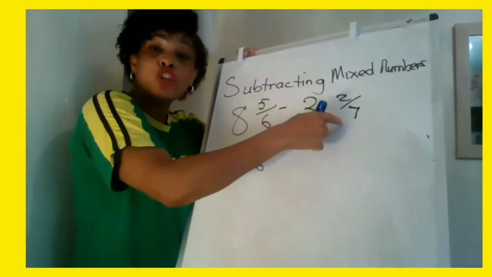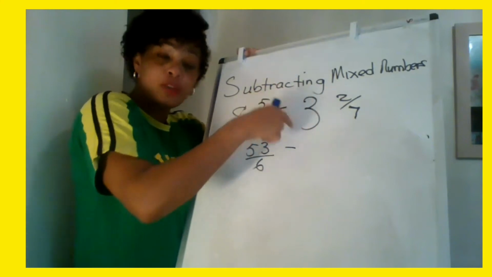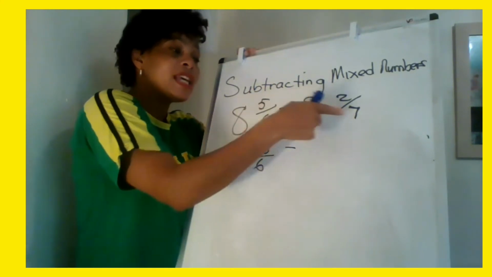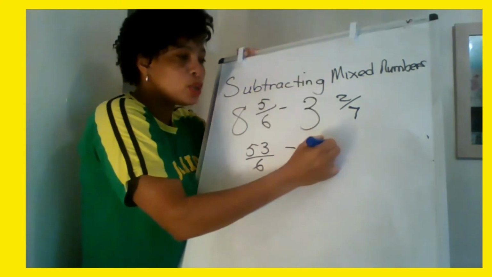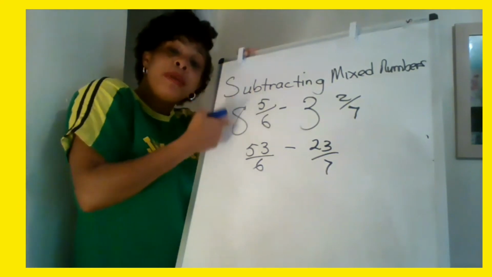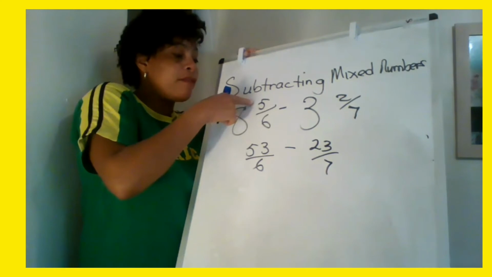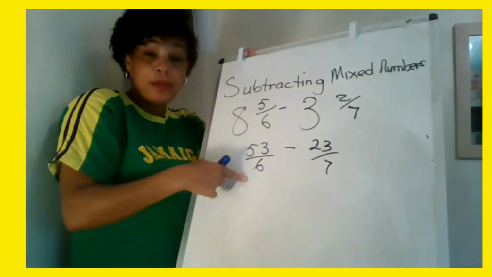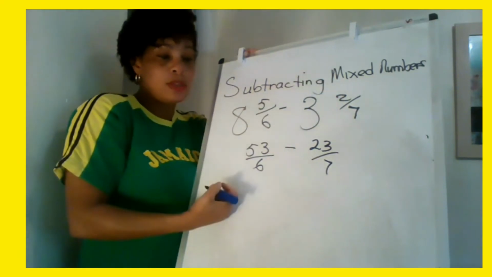This means I'm going to cut up each cake into 7. So if each piece is cut up into 7, there are 3 full cakes. 7 times 3 is 21 pieces, plus 2 more pieces, 23 out of 7. So the easy way to change from mixed number to improper fraction, 6 times 8 is 48, add 5 is 53, and you put it back over your 6. 7 times 3 is 21, add 2 gives 23.